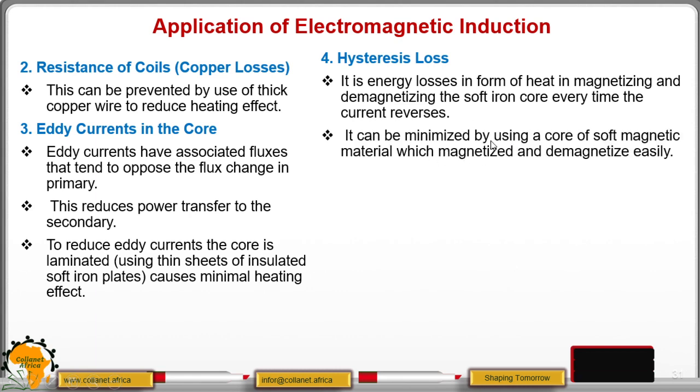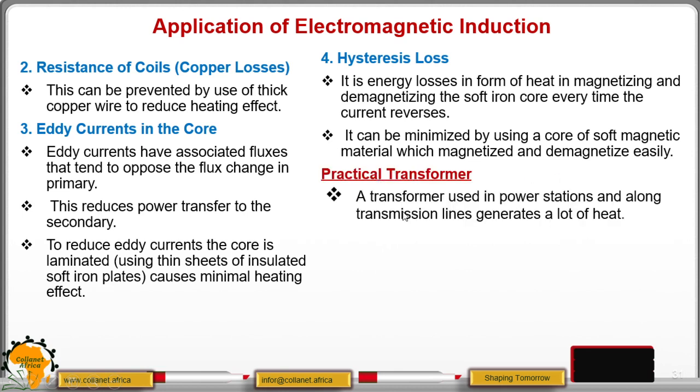loss. And this can be minimized by using a core of soft magnetic material, because soft magnetic material can be magnetized and demagnetized easily. Then we have a practical transformer. A transformer that we use in a practical way is the one that is used in power stations along transmission lines, and this one generates a lot of heat. Now, to help in cooling, we have what we call a cooling oil, and this is an oil that does not evaporate easily.